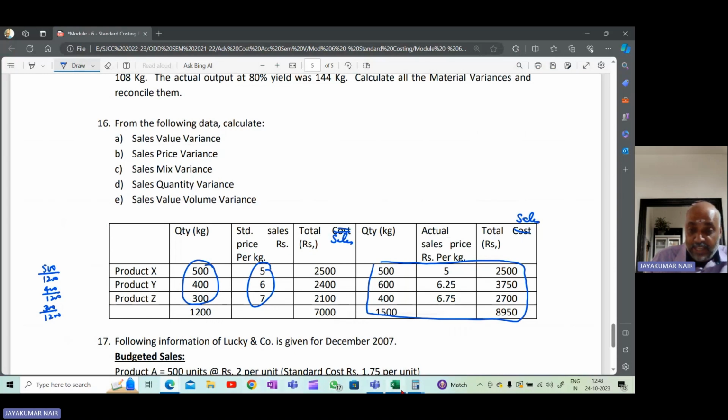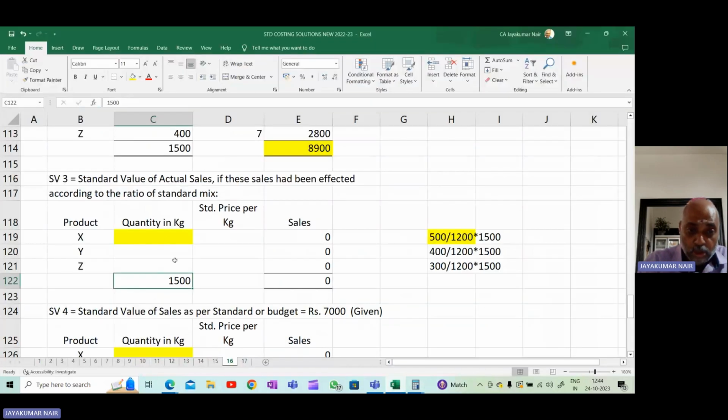But what is your quantity here? Actual quantity 1,500. So 1,500 means how much should be X, how much should be Y, and how much should be Z, if it was in the standard proportion. So what do we do here? It is 500 over 1,200 into 1,500. Similarly, here it is 400 over 1,200 into 1,500. And here 300 over 1,200 into 1,500. So if you add these three, you should get 1,500.